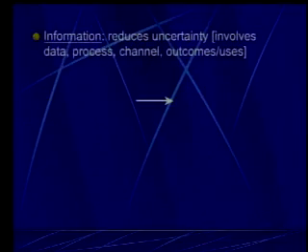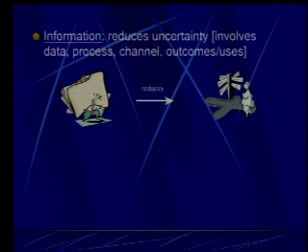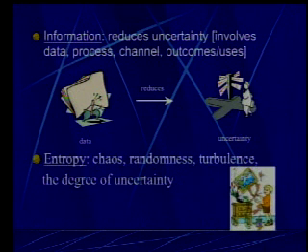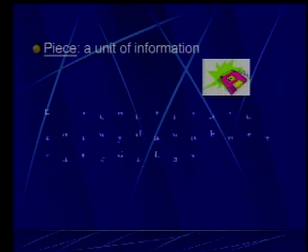Let's look at our next slide here. Okay, here's our definition of information. And information reduces uncertainty. It involves data, the process, the channel, the outcomes. And the information works in contrast to the element of entropy. In any situation, there's a certain amount of chaos, of randomness, turbulence. That's how much uncertainty there is in the situation. I'll give you another example in just a minute.